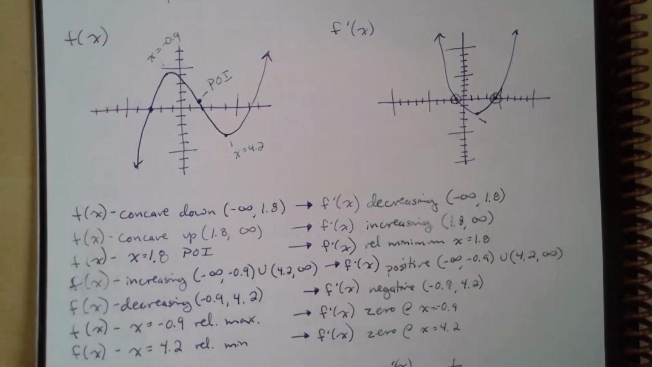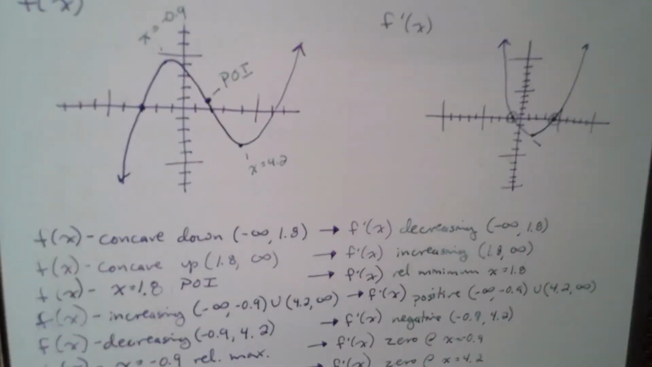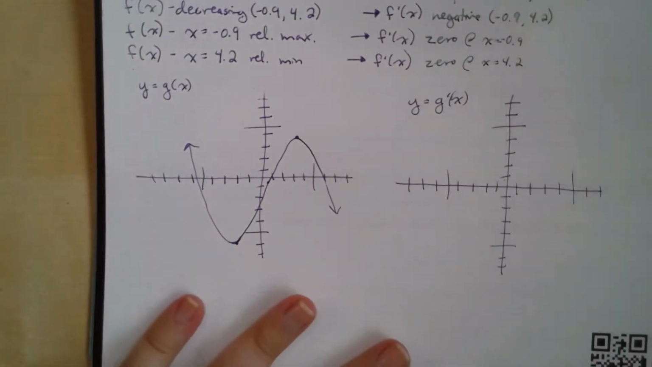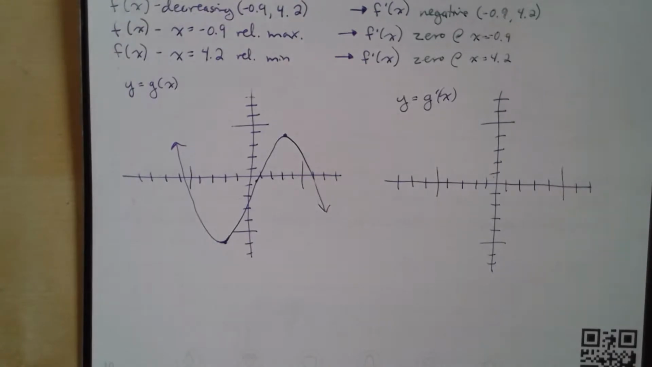So let's see if we can use some of this information to actually draw a graph here. We're given the function y equals g of x, and we want to draw the graph y equals g prime of x. So just take a moment to look at that and think about how you might actually draw that and what it would look like for you.